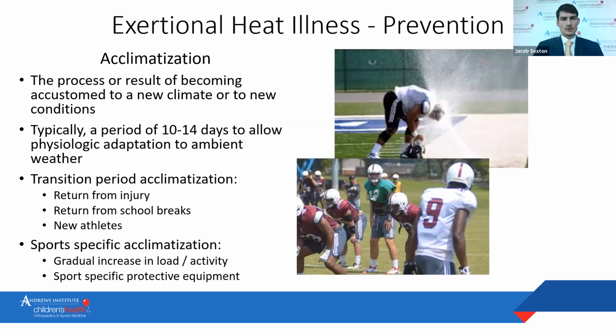So probably the most important part of exertional heat illness is prevention. And one of the best methods of prevention is appropriate acclimatization of the athletes. This is the process of becoming accustomed to a new climate or to new conditions. Typically, this takes about 10 to 14 days for most athletes in order to adapt to the new ambient environment in which they are placed.